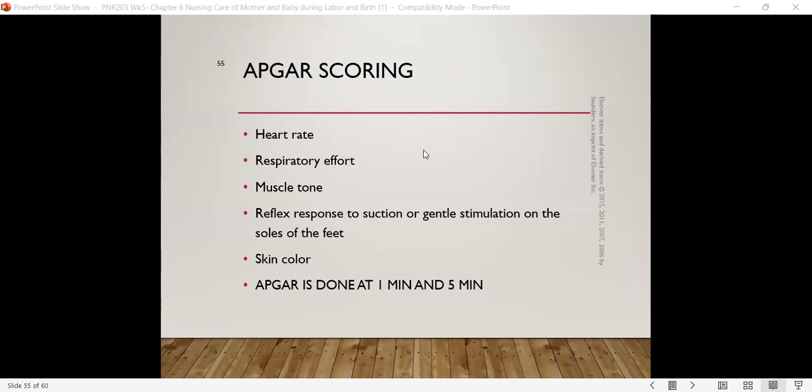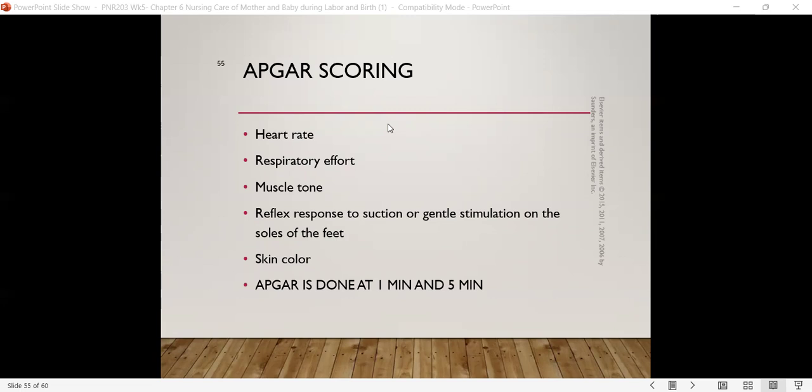So your APGAR scoring is a special score devised by Dr. Virginia Apgar. What she did, she came up with a system where you're looking at these areas after birth: heart rate, respiratory effort, muscle tone, and reflex response to when you suction or do general stimulation to the baby. He'll respond, and you want to look at that response to what you're doing.